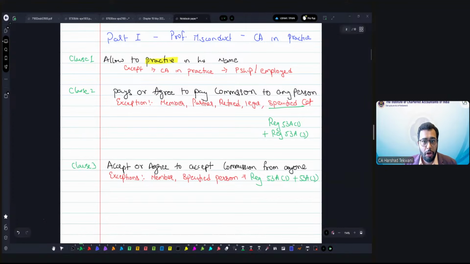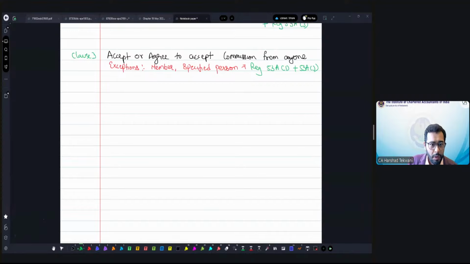Now, clause 4 basically takes care of two things. One, you enter into a partnership. Then there is an exception: you enter into a partnership with a person who is a chartered accountant in practice. So that is fine. So we will quickly write the summary for this one. Clause 4: if you enter into a partnership with anyone, you will be deemed to be held guilty of professional misconduct. But again, the exceptions are there.